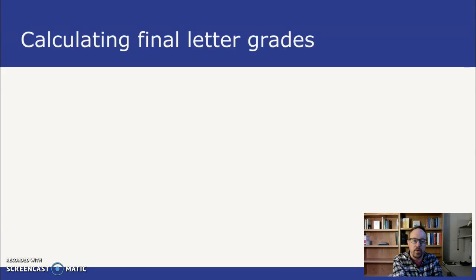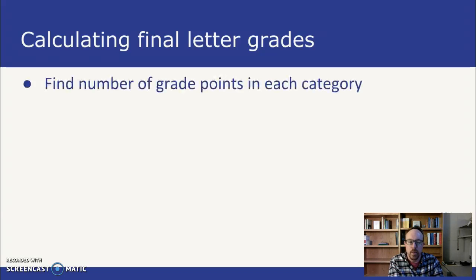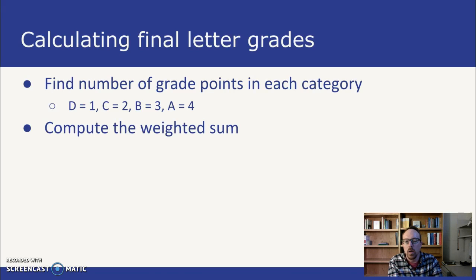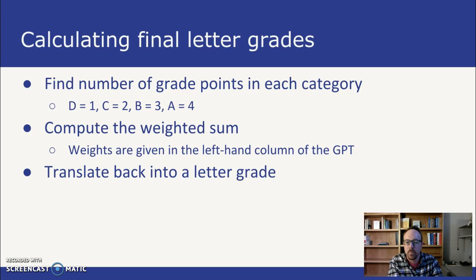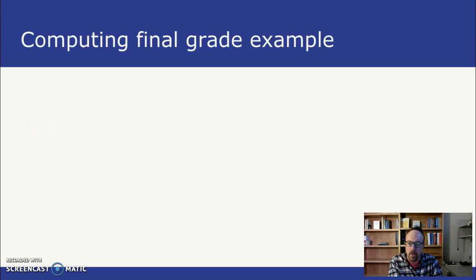So here's how you calculate a final letter grade, and I think this will again help illustrate what the Grade Progress Tracker is doing. What you do in a nutshell is you find the number of grade points in each category, like so. This is the standard grade points thing. You compute the weighted sum of the grade points, and the weights are given in the left-hand column. Some kinds of assignments are a little more important than others. And then you translate these back into a letter grade, again using the standard GPA calculation techniques.